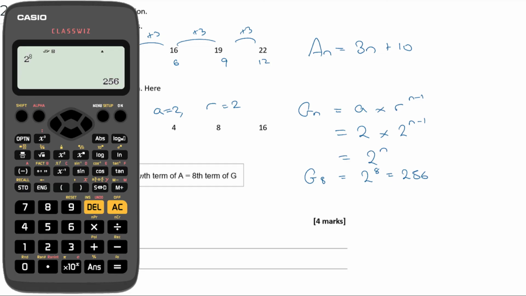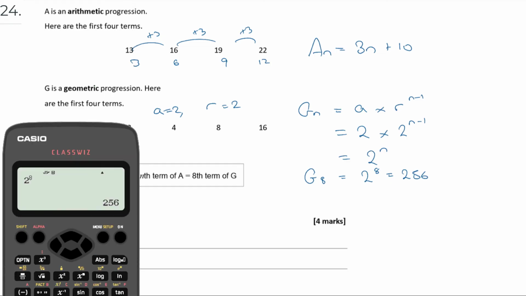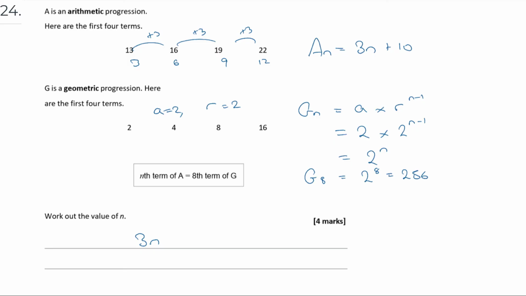Okay, so then I know that my nth term of a, 3n plus 10, is equal to my 8th term of g, which is 256. So now I can solve for n, can't I? Taking 10 away from both sides, that's going to give me 3n is equal to 246, and then dividing both sides by 3, 246 divided by 3 comes out to be 82. So it's the 82nd term of a which is equal to the 8th term of g.